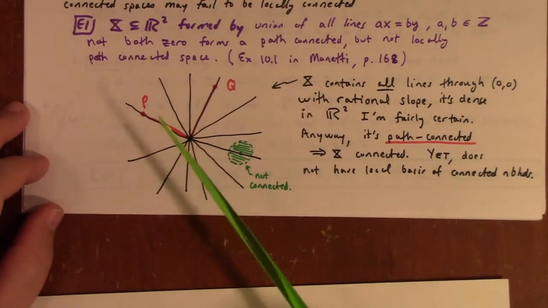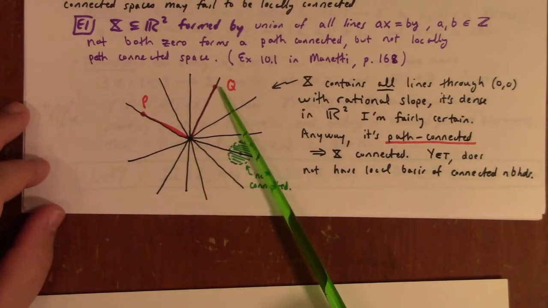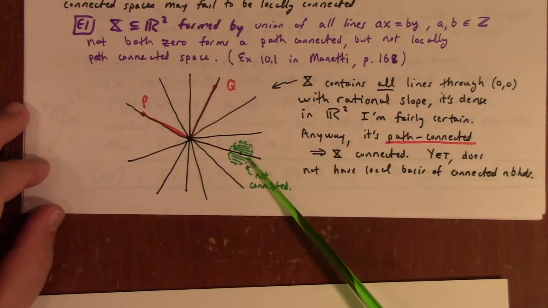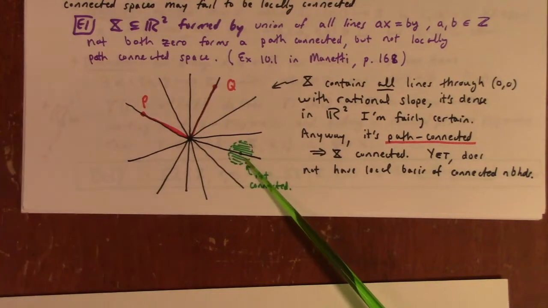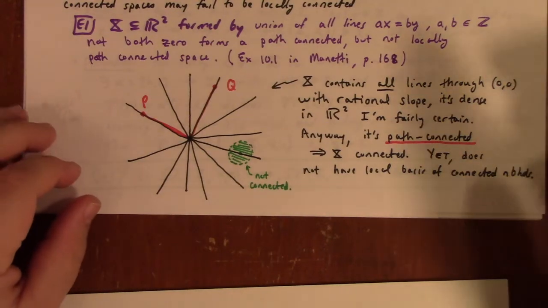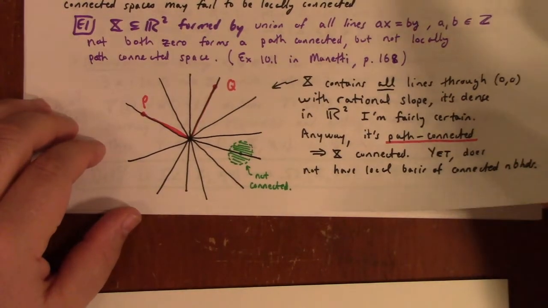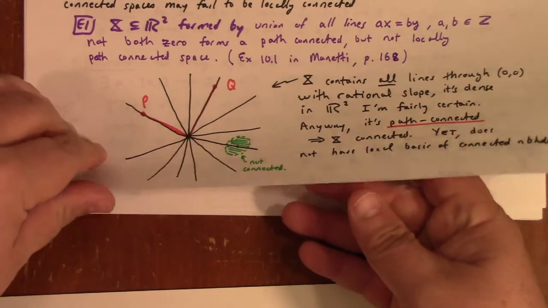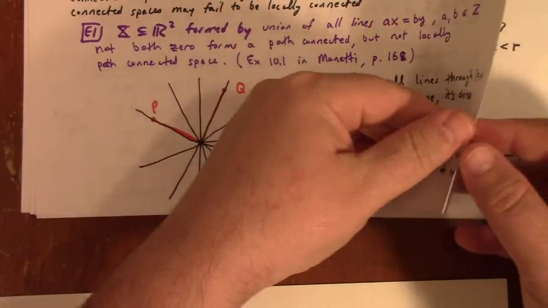So like here, P, Q, like that. But if you take a point away from the origin, you're getting a bunch of lines with rational slope, right? And they are very, very close to each other, but they're not touching, because you also have lines with irrational slope, and those are also dense in there. So it's path connected, and yet it does not have a local basis of connected neighborhoods, this space X. All right. Now, so that's kind of weird.